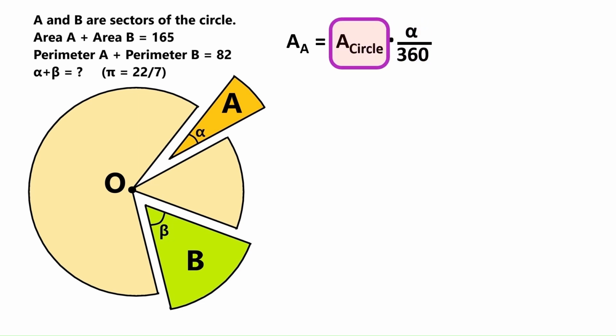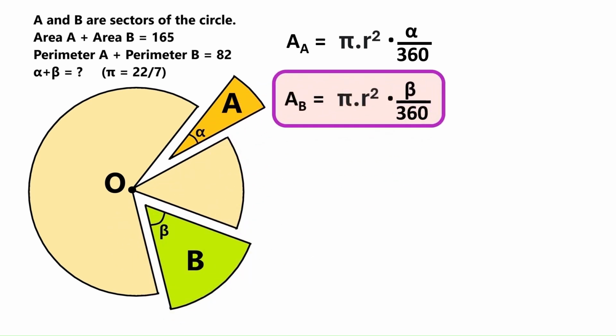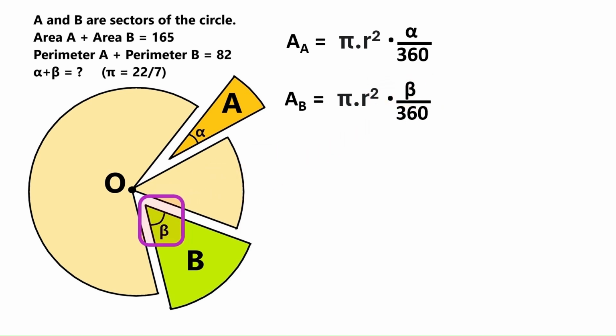As for the area of the circle, we can express it as pi times r squared. Pi is given as 22 over 7, but for the time being, it is more convenient to keep it as pi. Next, we'll write an equation for the area of sector B. We can express it in the same way as the area of sector A. The only difference is that this angle is beta, because that's the angle of sector B.